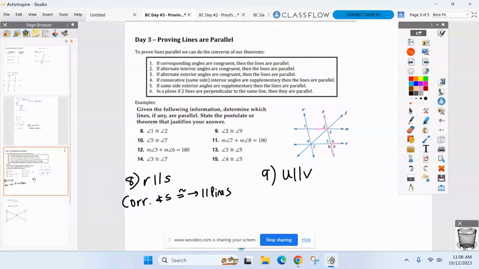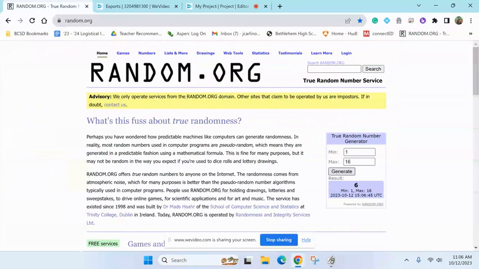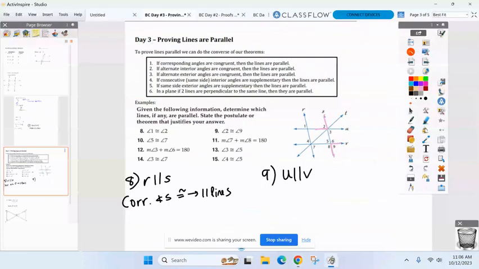And what type of angles are 2 and 9, everybody? 2 and 9 are, Thomas, you're on fire. Alternate exterior. So that's what we're going to put. Alternate exterior angles congruent imply parallel lines.